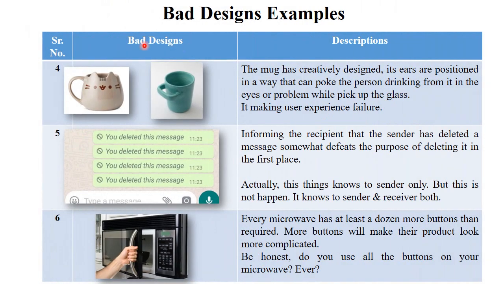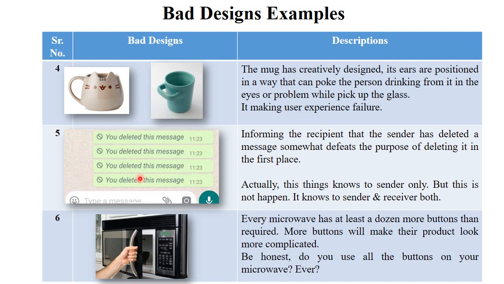Next, see here. I think you have all seen different types of containers, different shapes of containers, cups, glasses, etc. Now see here, these mugs have creative designs, right? But how to drink the content from this cup? It is not possible. Now see here in this cup, how do you pick up the glass? These things have not been considered in this design, so it makes the user experience a failure. These are just decorative items, not usable items, right? So this is also called bad design.